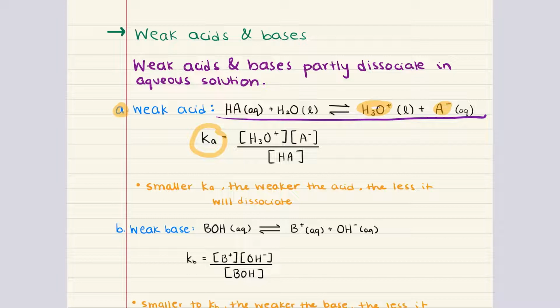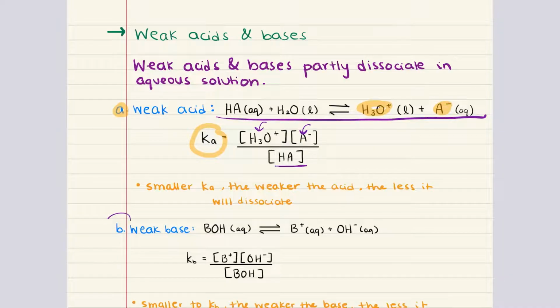And so the acid dissociation constant for a weak acid is equal to the hydrogen ion concentration multiplied by the conjugate base over the acid itself, the weak acid itself. Notice water is not included because it's a liquid and we exclude liquids from equilibrium constant expressions. Now, something to keep in mind is that the smaller the Ka, the weaker the acid and the less it will dissociate. Okay, now an example of a weak acid is acetic acid. This is a common weak acid.